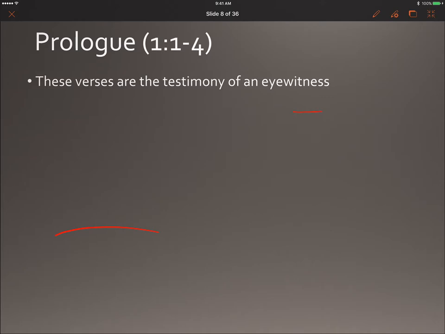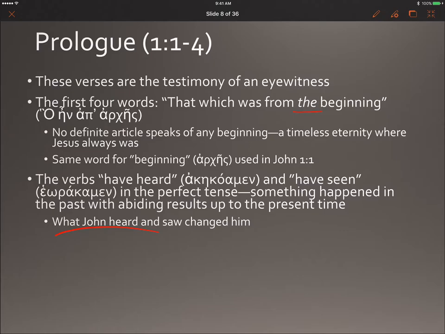All right. So the verbs have heard, have seen, they're in what's called a perfect tense, and it's kind of hard in the English language to really reflect the perfect tense in the Greek, but bottom line, it means something that occurs in the past with abiding results up to the present time. For instance, you say you graduated high school. We may in our language refer to that as a past tense, but in the Greek it could be a perfect tense because you graduated high school, and the diploma that you earned still has abiding results. You're still a high school graduate up to this time.